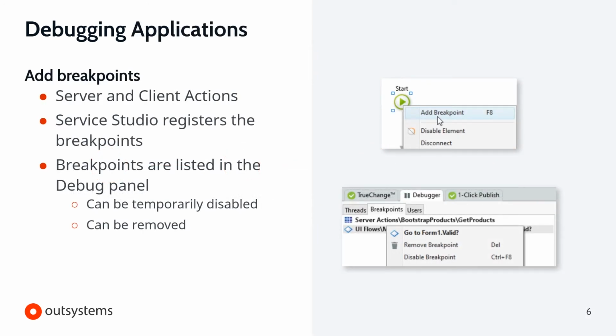Breakpoints are places where the code execution will be suspended later on. To add breakpoints in logic flows, right-click an element and add the breakpoint. Service Studio then registers the breakpoints and lists them in the debugger panel. Then, while debugging the application, whenever the execution goes through a piece of code with an active breakpoint, the execution will automatically stop. Breakpoints can be disabled and removed at any time.